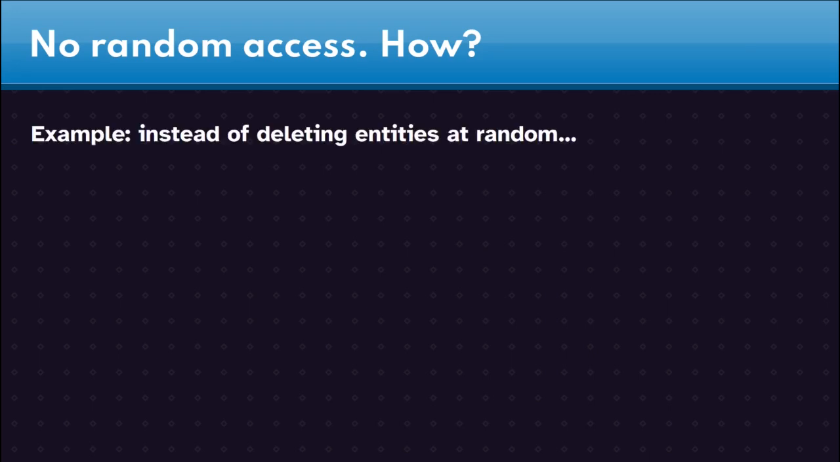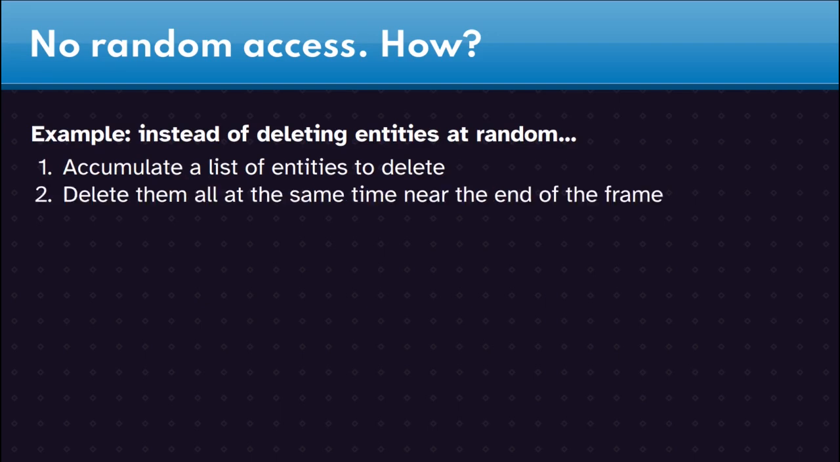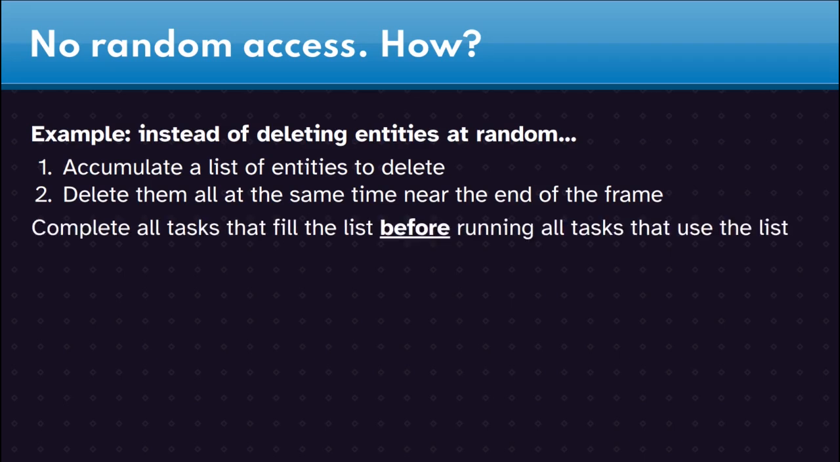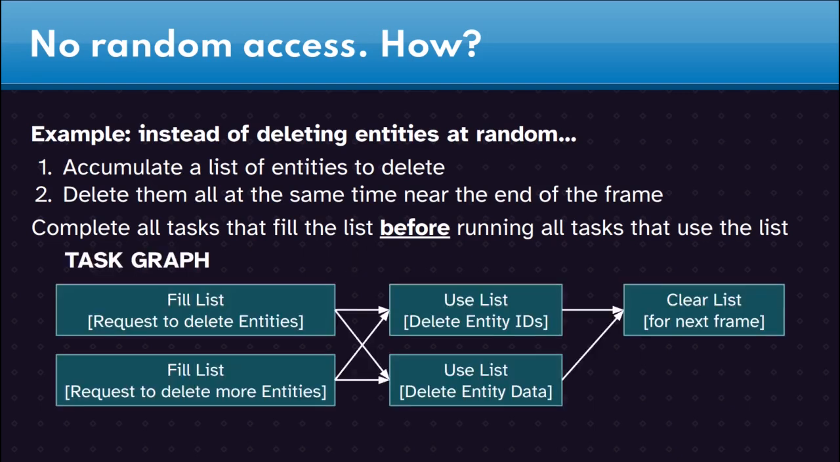So again, no random access. So instead of deleting entities at random and getting null reference exceptions everywhere, we have to accumulate a list of entities to delete and then delete them all at the same time, near the end of the frame. And this means that we have to complete all the tasks that would fill the list of entities to delete before we run all the tasks that will use that list. And that perfectly fits into a task graph.